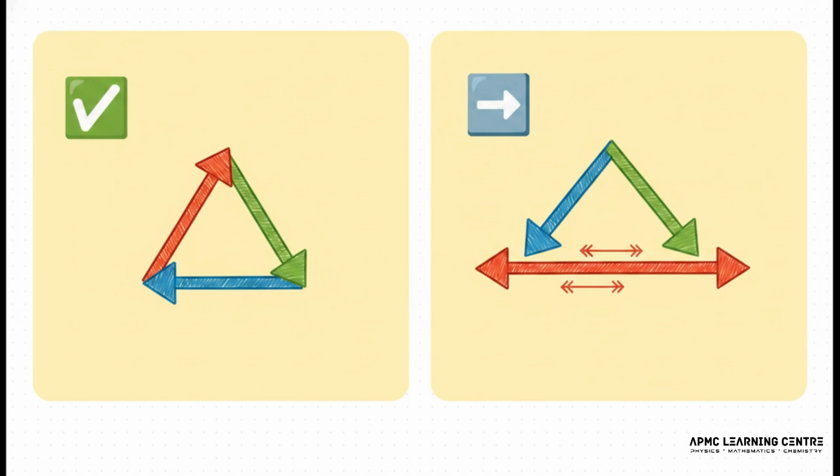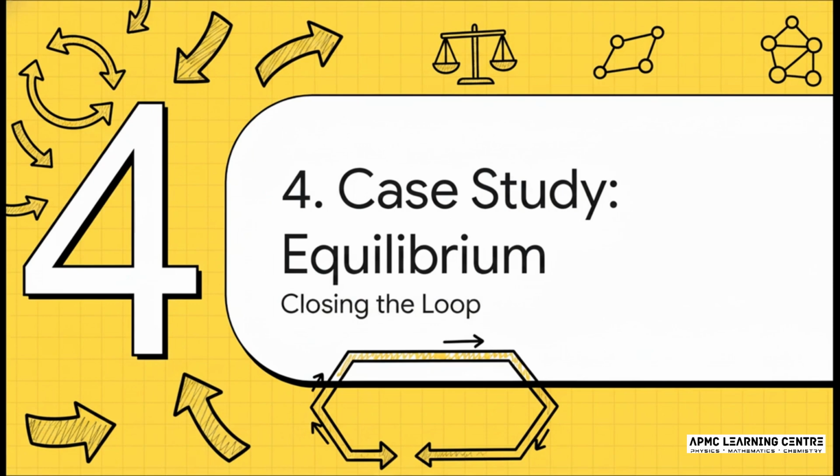So that gap isn't a mistake. The gap is the answer. Okay, let's tackle our first case study, equilibrium. We know the object isn't accelerating, right? So all the forces must add up to zero.